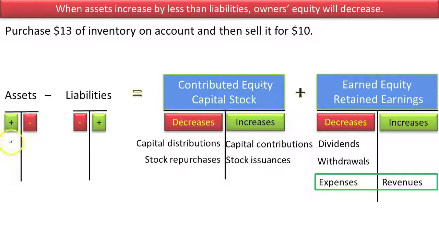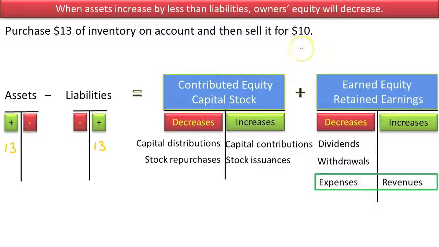Purchase $13 of inventory on account. So if you bought inventory, your assets would go up, and it's on account, meaning you haven't paid for it yet, so your liabilities would increase. In this case, equity has not changed yet. It's when you go and sell this for less than the cost, that's when the owners lose.